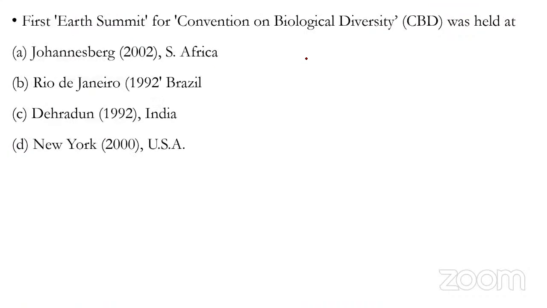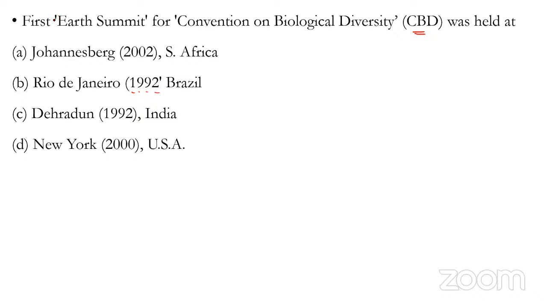The first Earth Summit, the Convention on Biological Diversity, which is very famously called CBD, was a convention held with the purpose of conserving biodiversity across the nations, where the leaders of different countries came together to take a pledge to prevent the loss of biodiversity. The first such convention on biodiversity was held in 1992, in Rio de Janeiro. The reason for choosing Rio de Janeiro is that Brazil is home to the Amazon forest.